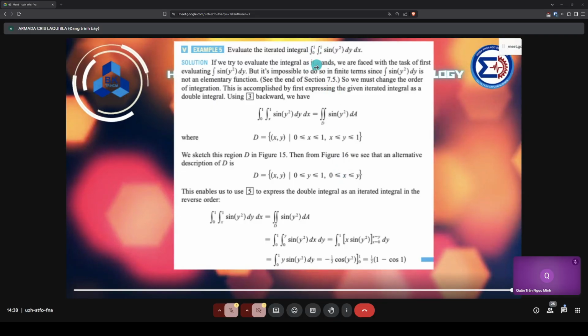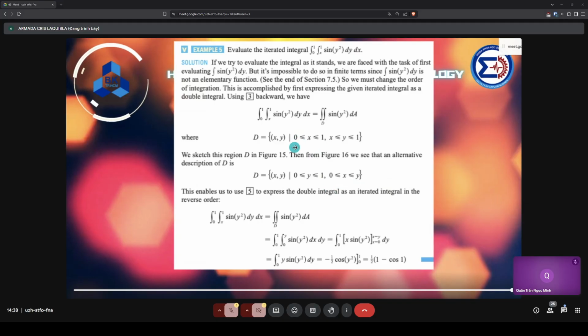Therefore, since this is 0 to 1, class, and then this is dx here in the last part, this is the boundary of your x, 0 to 1. And then for your y, since dy is here inside, it's bounded from x to 1. So x is less than or equal to y less than or equal to 1. Now, we sketch this region D in figure 15. Then from figure 16, we see that there is an alternative description of D. So another description of D is this one.